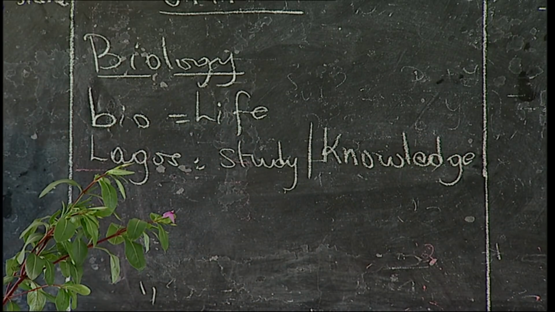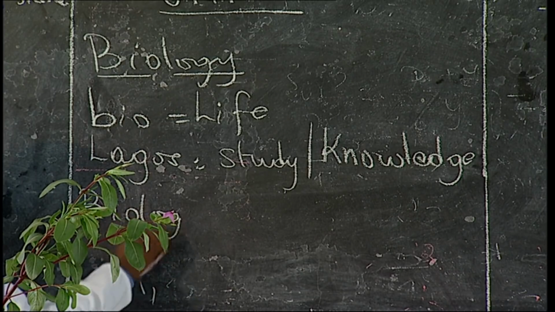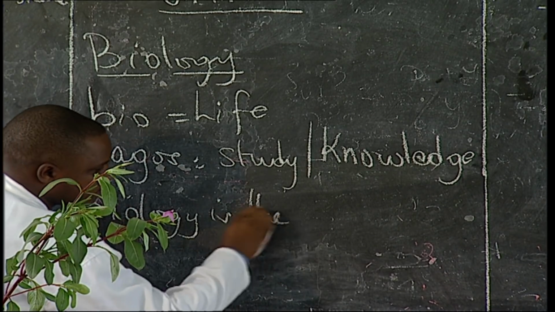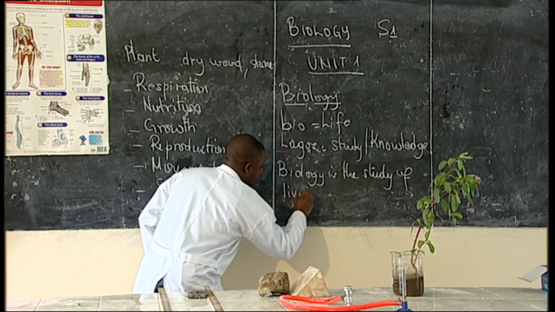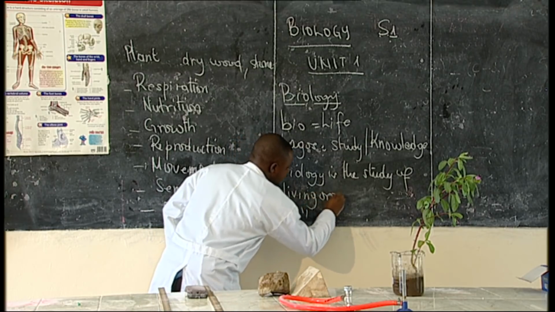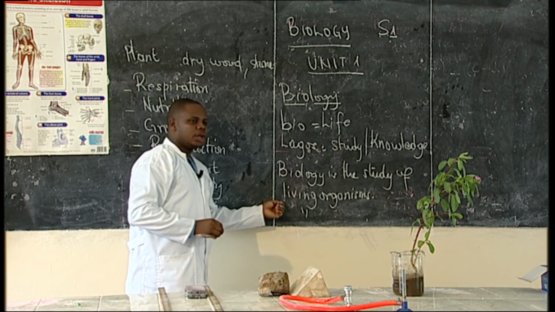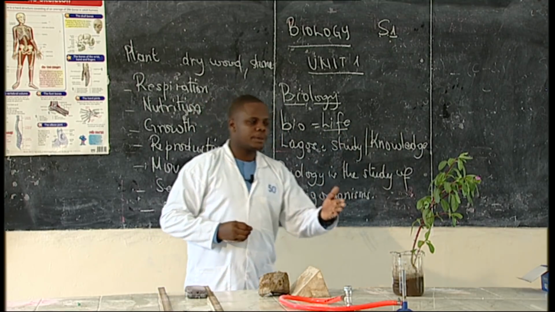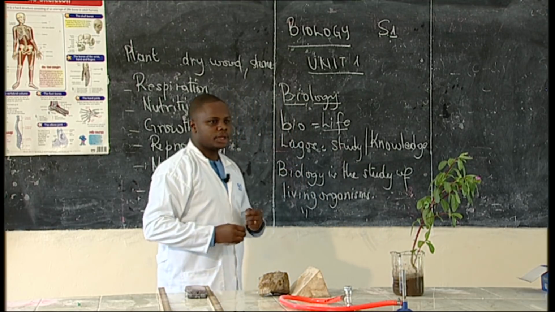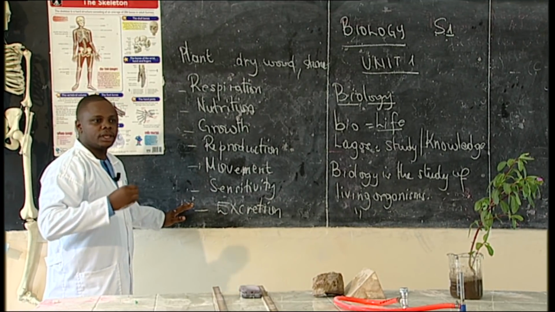So from there, who can define the term biology? Yes, biology is the study of living organisms. Or we can even say biology is the study of life, like we have seen, which means this plant is a living organism because we have seen traits or characteristics which show living organism.